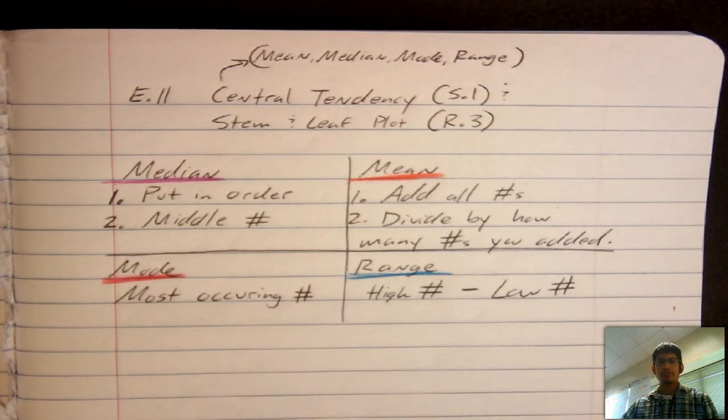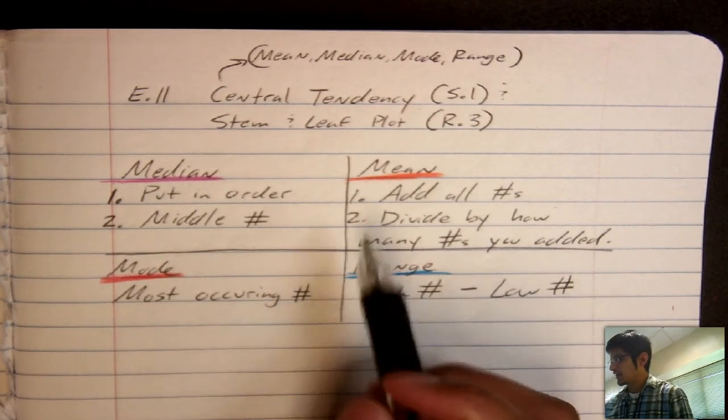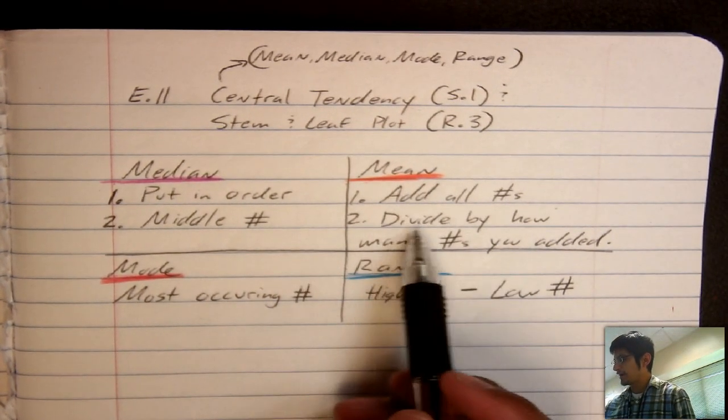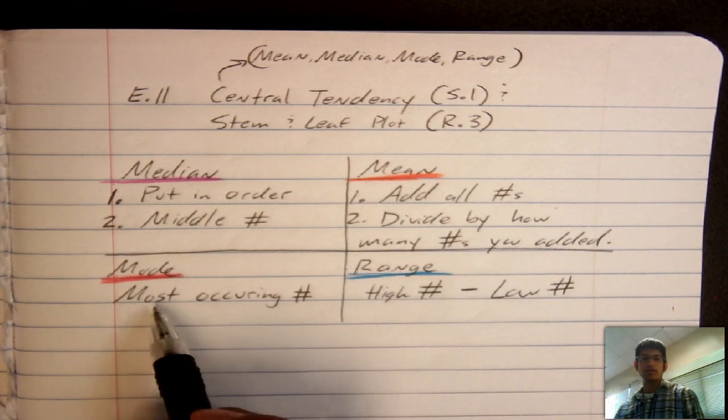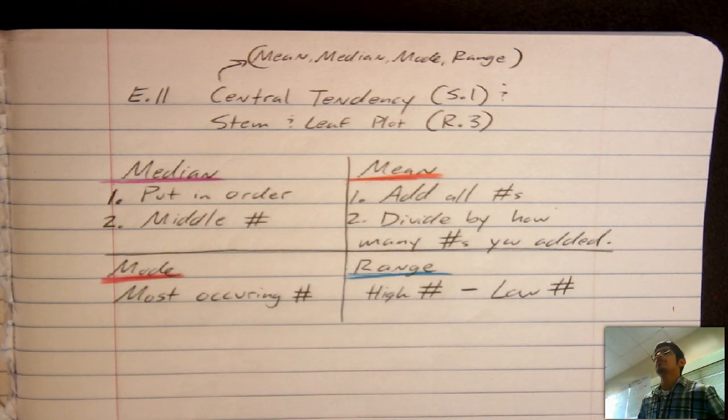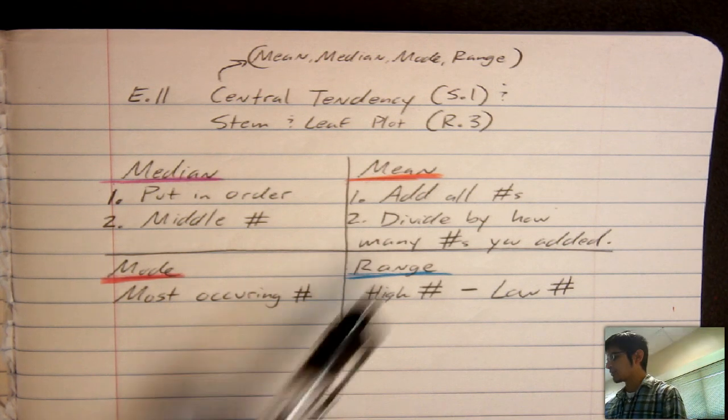All right, so then the last things are the mean. That's where you add up all the numbers and you divide by how many numbers you added. The mode is the most occurring number, so the number that you see the most. And range is the highest number minus the lowest number. So that's what we talked about today.